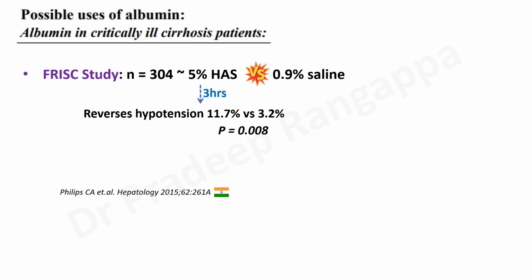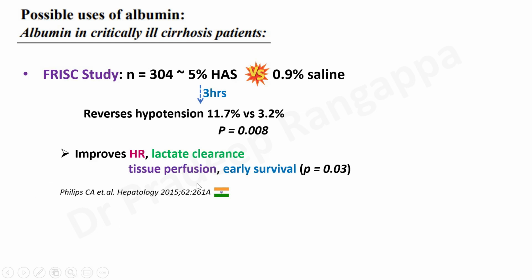And they looked at a lot of secondary endpoints, and they showed in the albumin group there was improvement in the heart rate, improvement in the lactate clearance, tissue perfusion, and early survival was found. So the FRISK study is something you can cite when a CLD patient comes in septic shock to the ICU and resuscitation is needed. Rather than using saline, if we have 5% albumin, it is something that one could keep in mind.